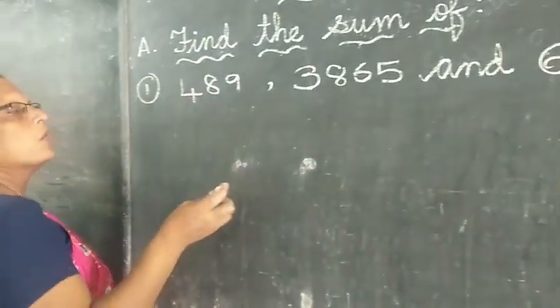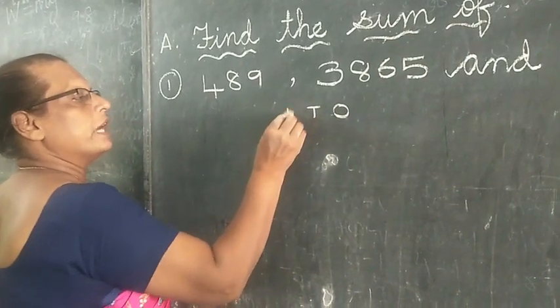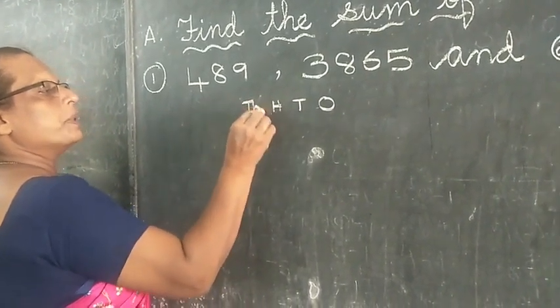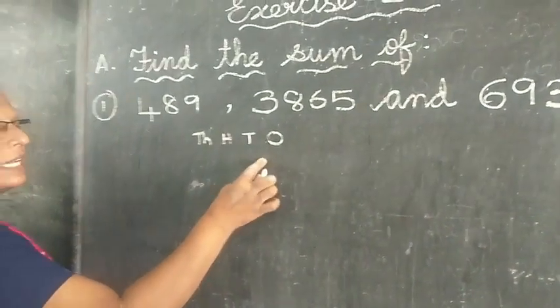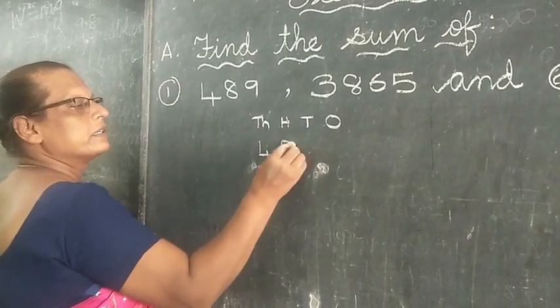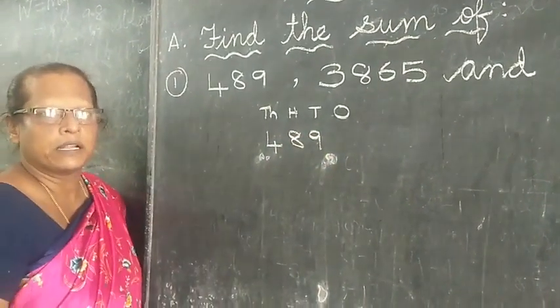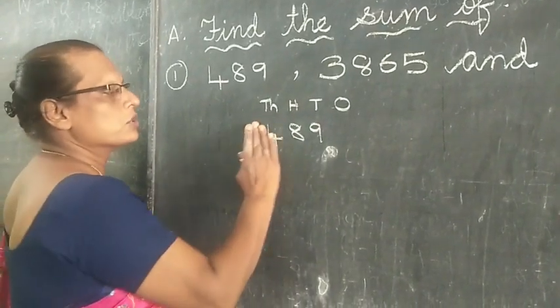So while writing, what you can do? You can write ones, tens, hundreds, thousands. Because 4 digit is here, I am writing 4 place values. Okay children. So while writing, do you have to write like this? No. If you write like this, the sum answer will be wrong. So what you have to do?